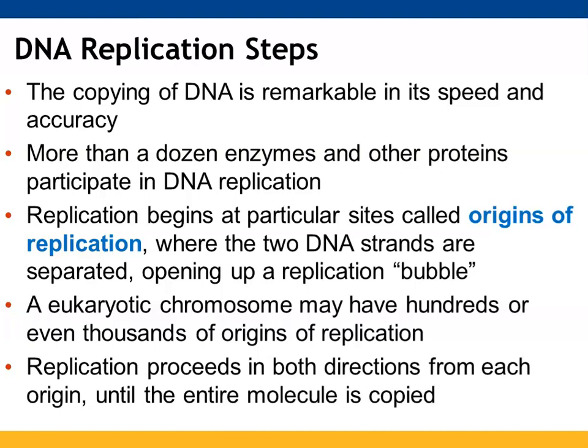So replication is pretty amazing given how fast it happens and how accurate it has to be. There are lots and lots of enzymes and proteins involved in the replication process. We are definitely not going to hit all of them. We're going to hit a few. Replication begins at these sites known as origins of replication. The DNA strand opens up and starts a bubble. Eukaryotic chromosomes, because they are super duper long, have lots of these origins of replication, and they continue until the molecule is completely copied.